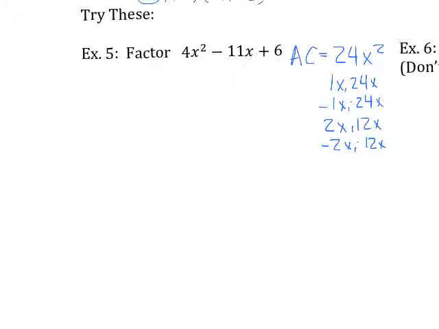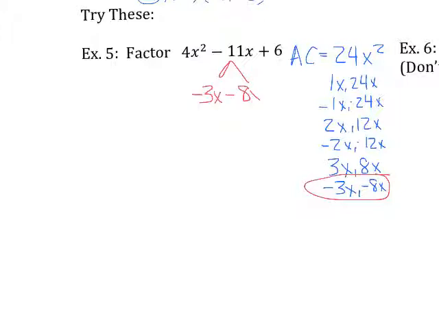The next numbers I can think of that multiply to 24 are 3 and 8. So I have 3x and 8x, negative 3x and negative 8x. And I look, and lo and behold, there it is. Negative 3x and negative 8x adds to negative 11x. So I break this apart. Negative 11x is going to be negative 3x minus 8x. Bring down my 4x squared out front, and bring down my plus 6 at the end.